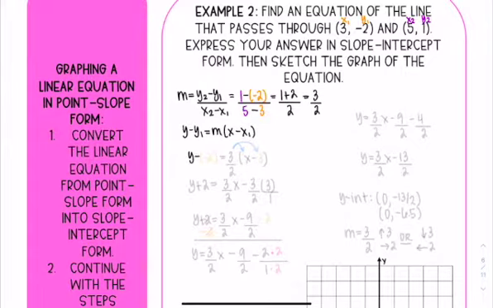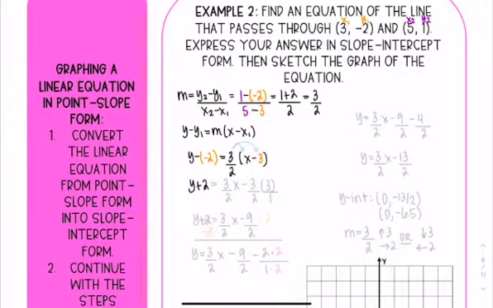And so y1 is -2. Our slope was 3/2, that's what we just found. And our x1 is 3. And so we want to now manipulate this and put it into slope-intercept form, where it's just y equals mx plus b. So the first thing I'm going to do is simplify the double negatives.